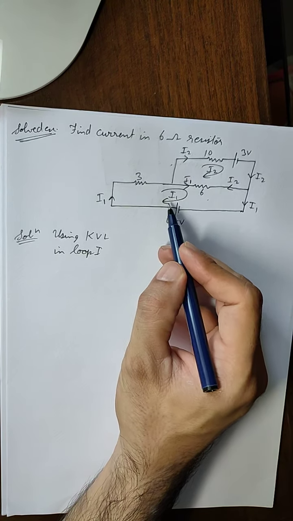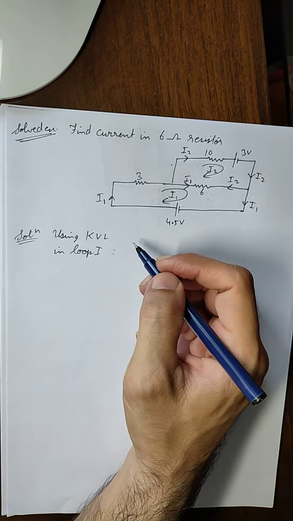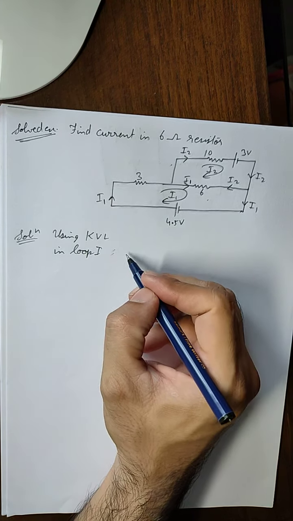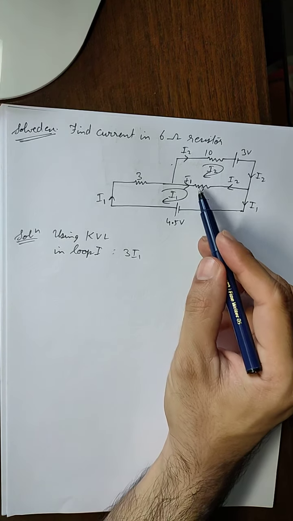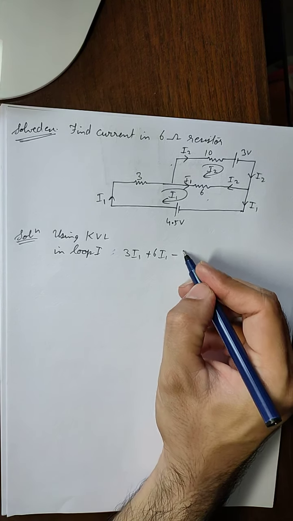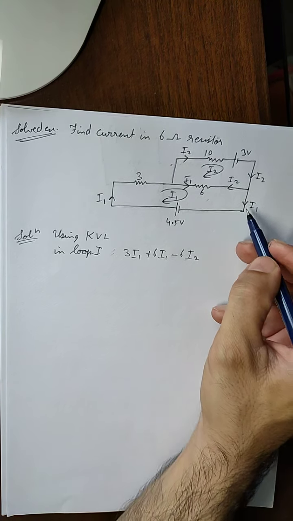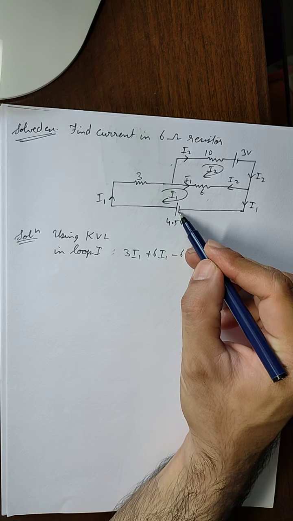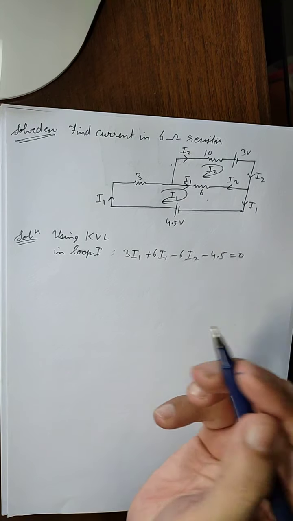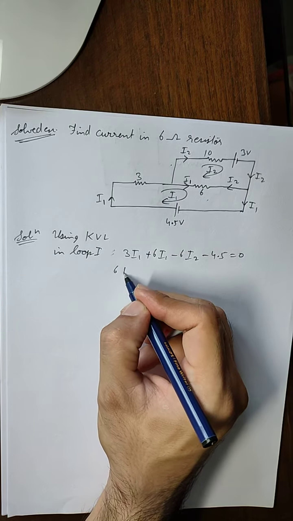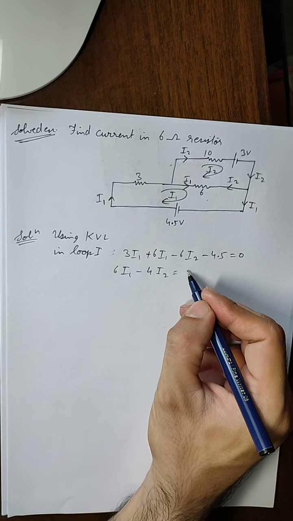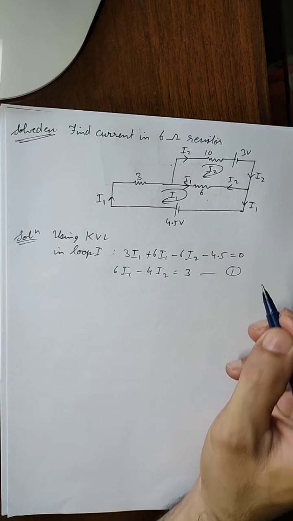So for the first loop, if we take only this loop and we apply Kirchhoff's voltage law, then the potential drop here will be 3I1, then here it will be 6I1, but we are also having I2 in the opposite direction, so we'll write minus 6I2. Then here the I1 will come and it is entering the negative terminal of this battery, so it will be minus 4.5 and it will be equal to 0. So if you simplify this equation, it will be minus 6I1 plus 4I2 equals 3. This will be our first equation.